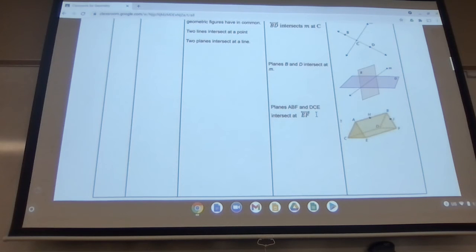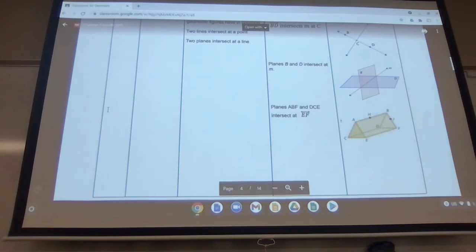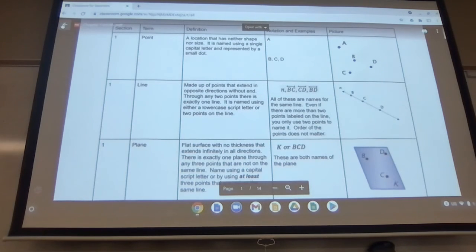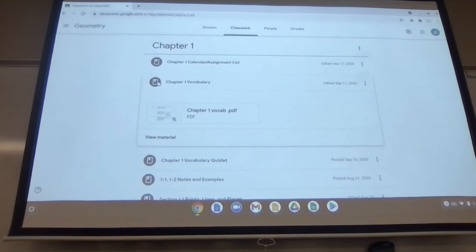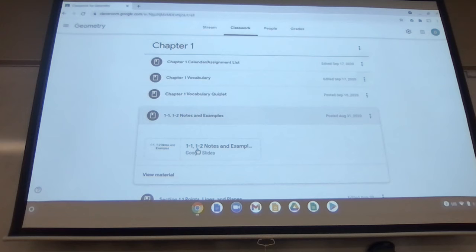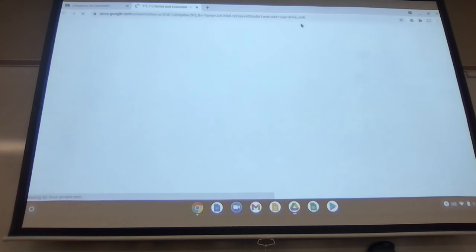Now, on your computer, don't switch off from this little document here. You're going to keep it right here, so you can look back and see what you need on here. What I'm going to do is go to Google Classroom and switch us to section 1.1 and 1.2 notes. We're going to do just 1.1 here today. Do 1.2 when you come in next time.